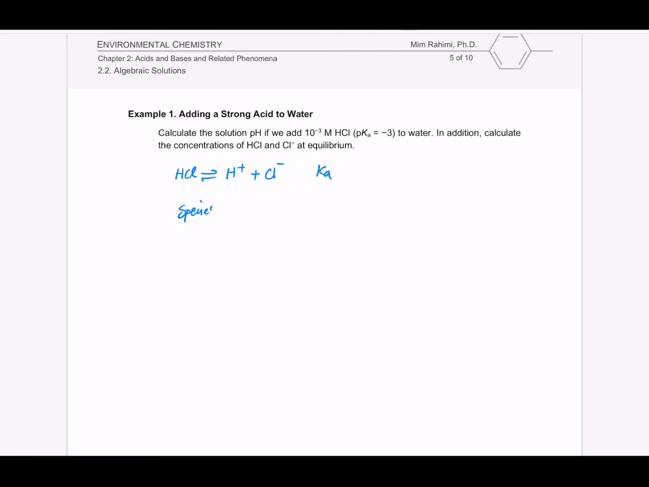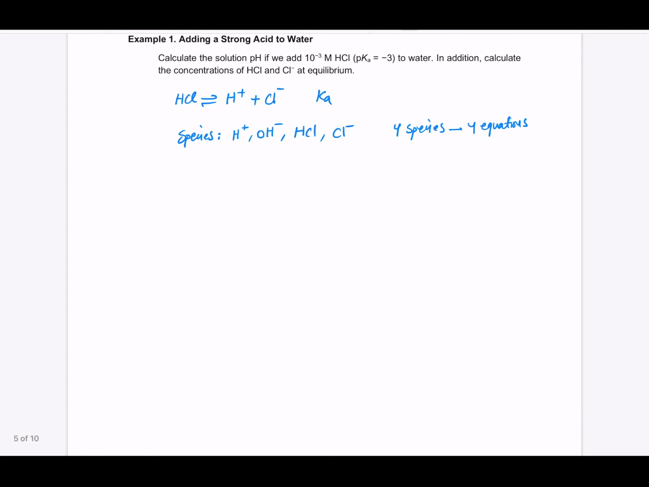So the first step is basically the species. What are the species? How many we got? 5. So H plus, OH minus all the time? 4. Yeah. So we have HCl and we have Cl minus. So basically 4 species, we need 4 equations. So the next step would be equations.